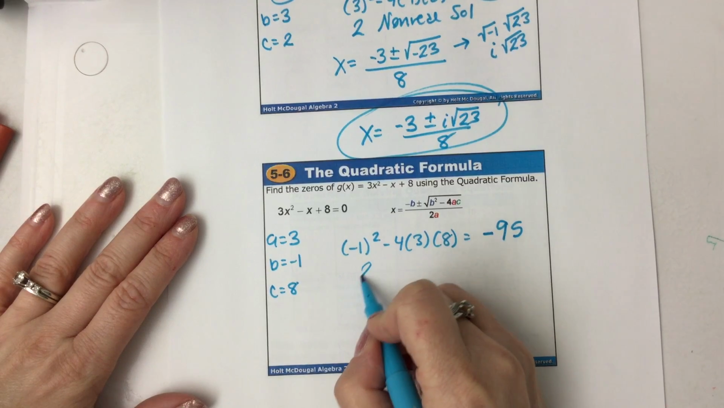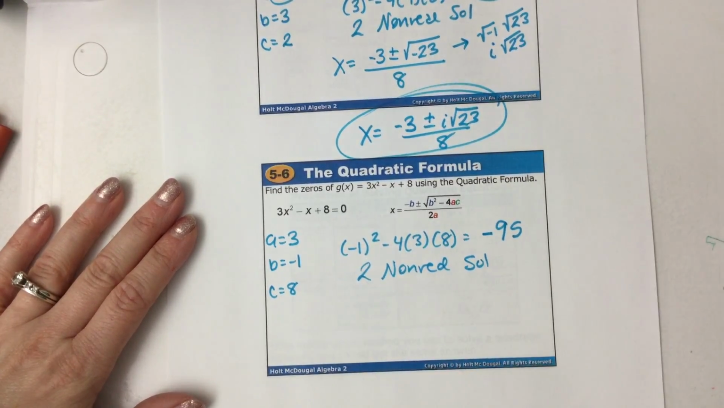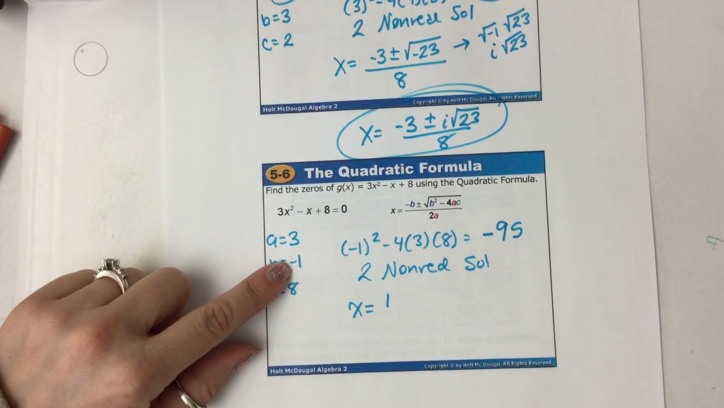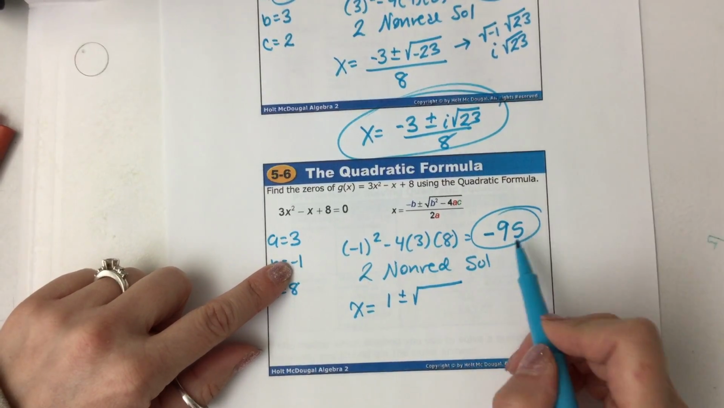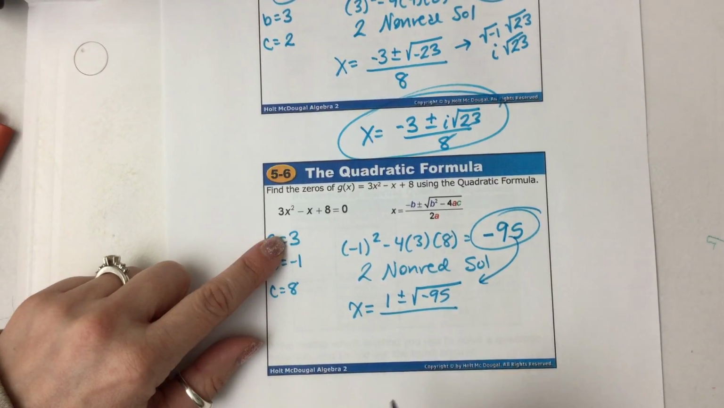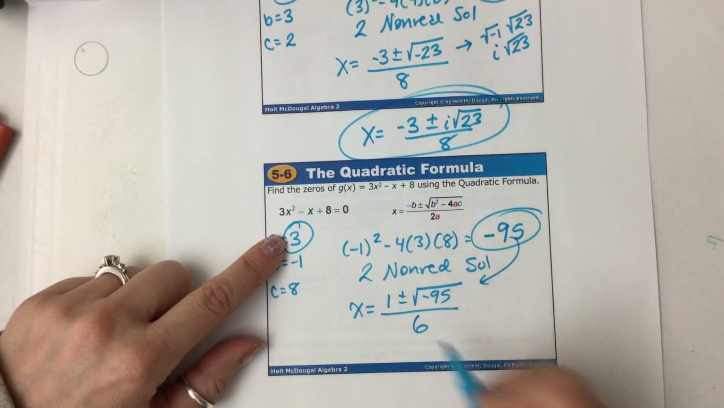It's negative, so there's two non-real solutions. So I have x equals negative b. Negative of a negative 1 is positive 1. Plus or minus the square root, b squared minus 4ac, is a negative 95, all over 2 times a. A is a 3. 2 times 3 is 6.